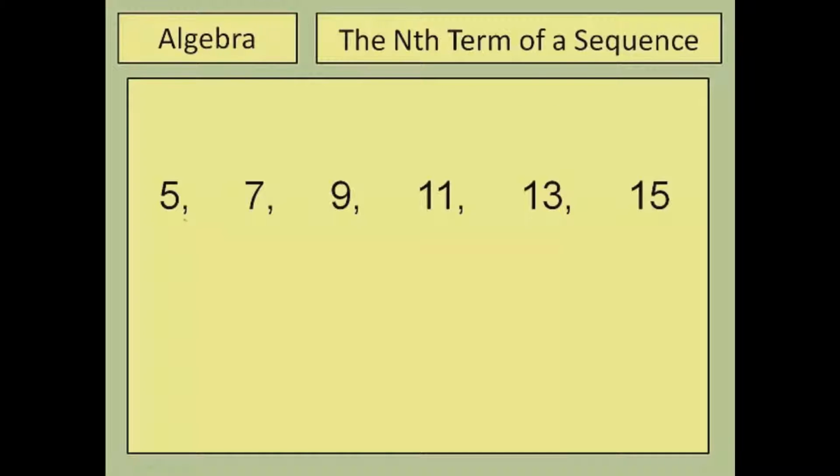To find the nth term of a sequence, the first thing we do is we look at the difference between the terms. So in this sequence you should be able to see there's a rule that we're always adding 2 to get from one term to the next. This means that our nth term must have a 2n in it. So we can write that down here, 2n.